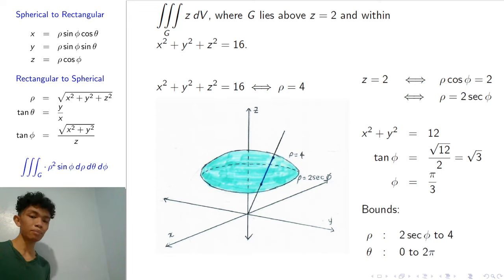Here you go. For phi bounds, again, as I've mentioned, the lines from the origin going from the positive z-axis toward the negative z-axis will stop intersecting your solid at the curve of intersection, which corresponds to phi equals pi over 3. So your phi bounds will start from the positive z-axis going towards this edge of your solid given by phi equals pi over 3. So you have this as your phi bounds: 0 to pi over 3.